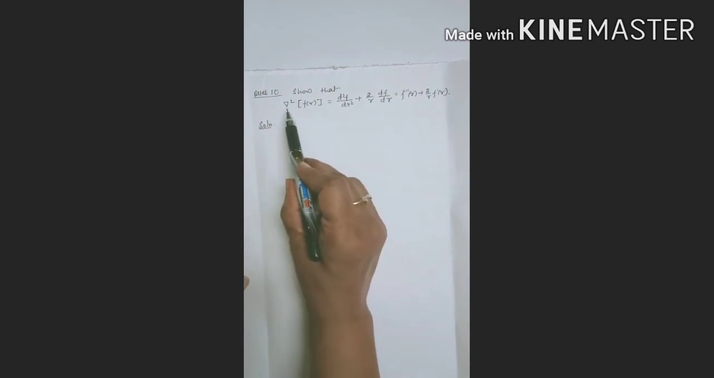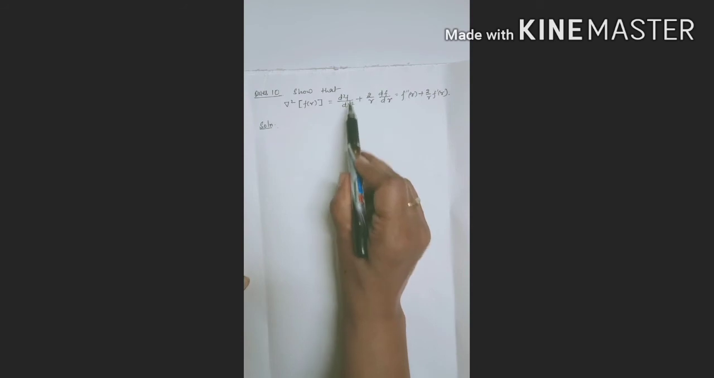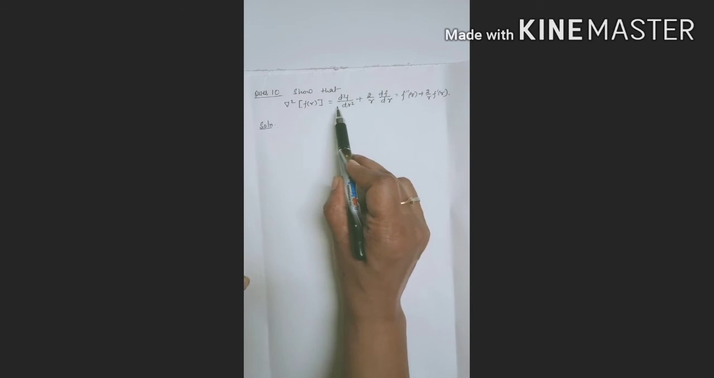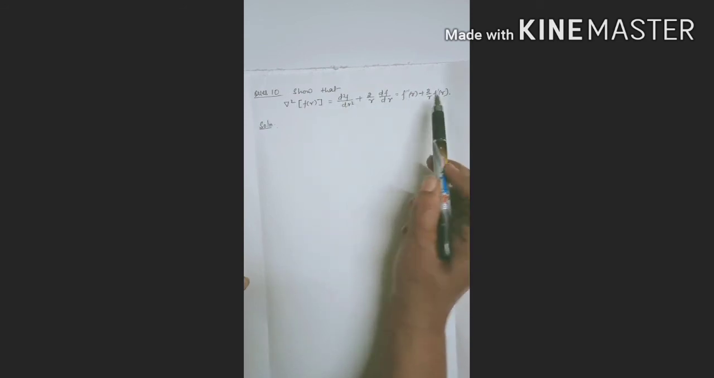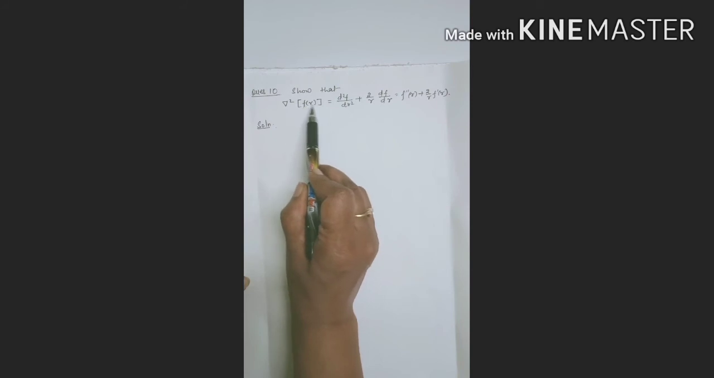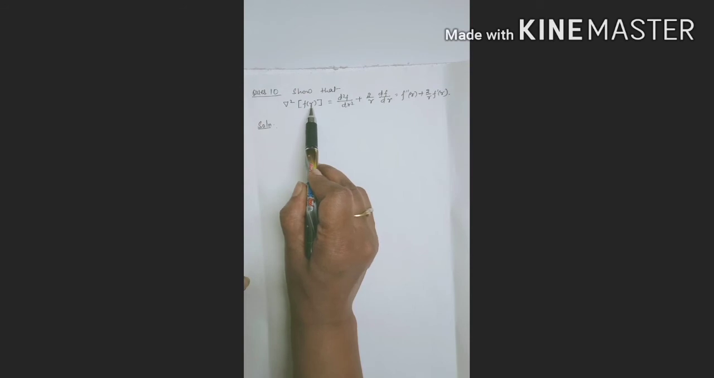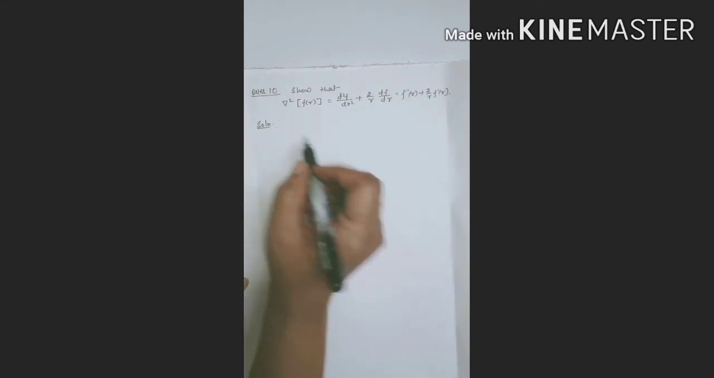Now see here in this problem, you have to show that del 2 f of r is equal to d2f by dr square plus 2 by r df by dr. This is not a partial derivative, right? That is f double dash r plus 2 by r f dash r. Now del 2 f of r, this is a scalar point function. There is no vector. That means this is divergence of gradient of f of r. Del 2 of a scalar point function is divergence of gradient of that function.